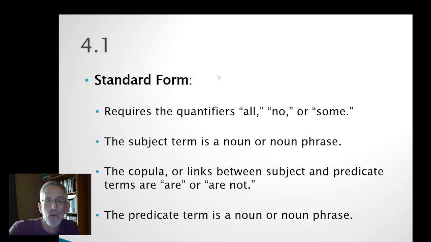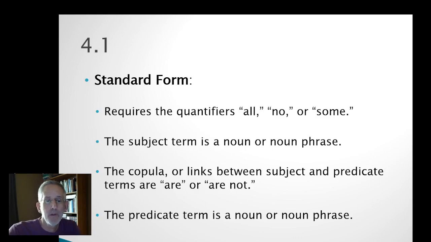So to be in standard form, a categorical proposition has to meet all of these requirements. It has to have a quantifier, all, no, or some. It has to have a subject term as a noun or a noun phrase, it has to have the copula are or are not, and there must be a predicate term as a noun or noun phrase. And by the way, just to understand why they're called categorical propositions, what they do is they relate categories of things. If we say all dogs are mammals, we're relating the category of all things that are dogs to the category of all things that are mammals, and that's why they're called categorical propositions.